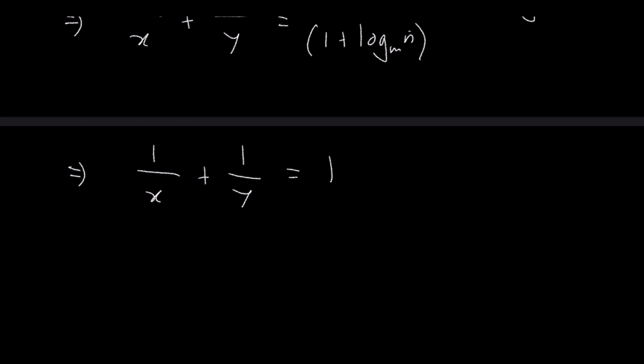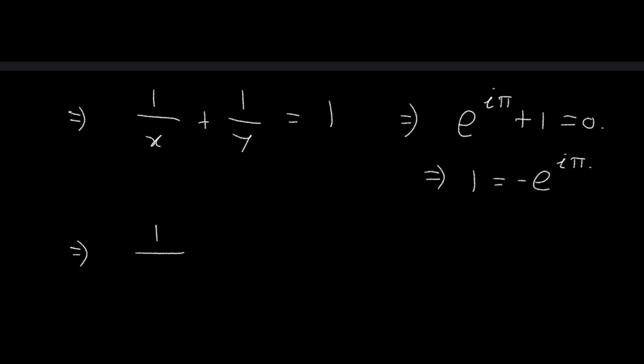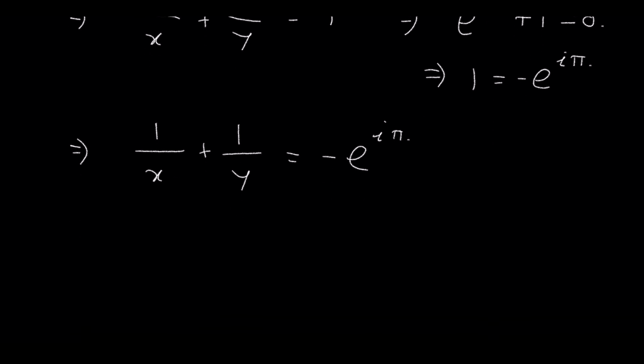Now, we also have the formula e to the i pi plus 1 is equal to 0. So that means 1 is equal to negative e to the i pi. So if we substitute this in, we're going to end up with 1 over x plus 1 over y is equal to negative e to the i pi. Now, let's multiply both sides by negative 1. So we need to put brackets around this. We're going to have 1 over x plus 1 over y, and we've got our negative 1 here, so it's just a negative, and that is equal to e to the i pi.